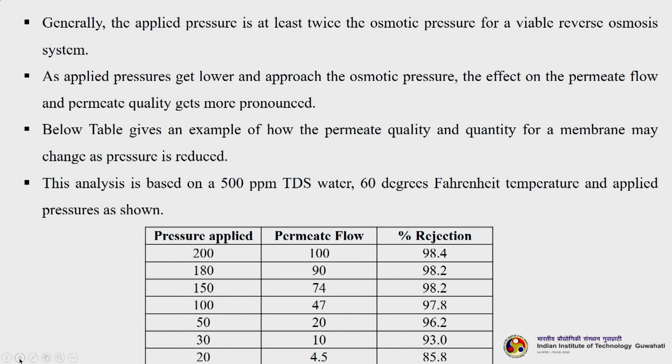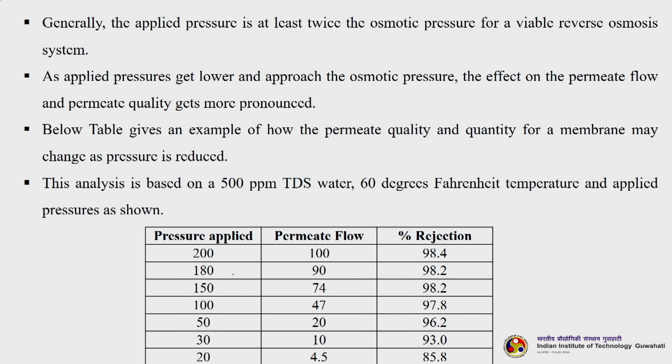This gives an example of how permeate quality and quantity for a membrane may change as the pressure is reduced. This data is generated based on a 500 ppm TDS water, 60 degrees Fahrenheit temperature, and the applied pressure shown here. Have a look at this table: when the applied pressure is higher, at 200 psi, the permeate flow is 100 and the percentage rejection is 98.4.